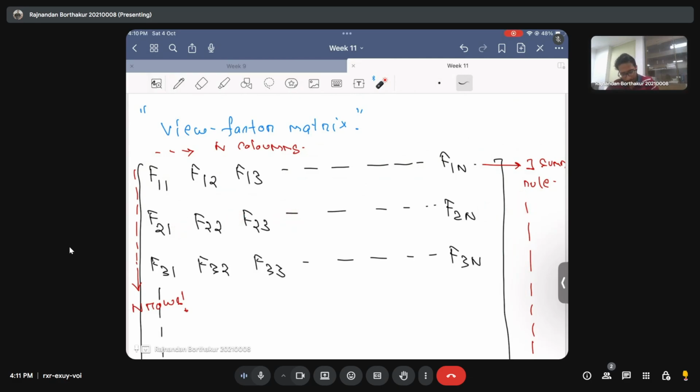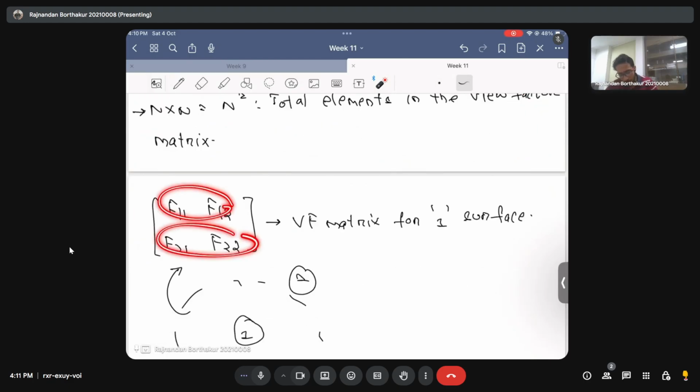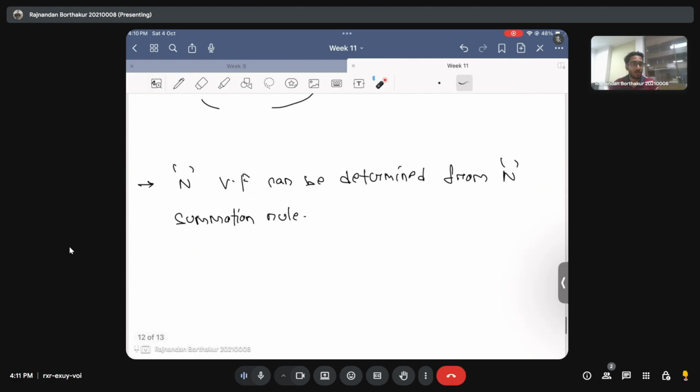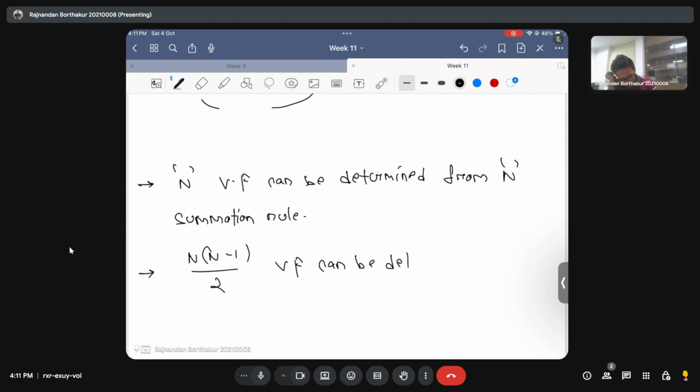Similarly, for let's say two surfaces, you can have basically two summation rules. So the sum of this is 1, the sum of this is 1. Which means that from the summation rules you can determine n unknown view factors from n summation rules, and in the same spirit you can show that n into n minus 1 by 2 view factors can be determined from the reciprocity relation.